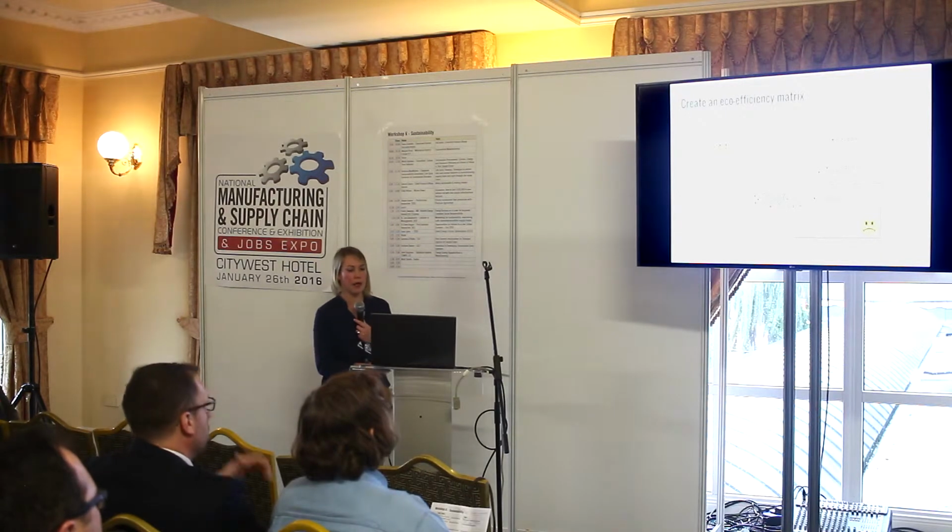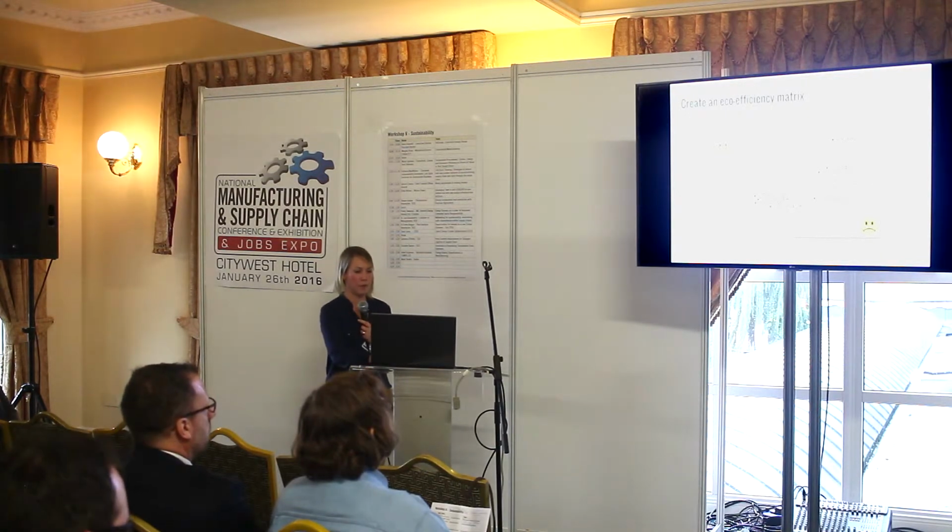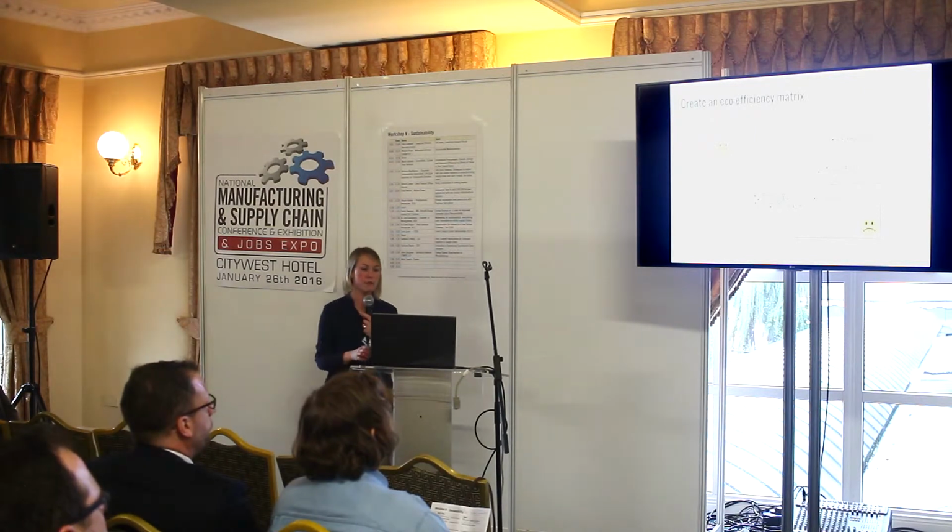So once you do an assessment on several of your products, maybe it's your key flagship products, you should be able to map them on a matrix like this, what I call an eco-efficiency matrix.